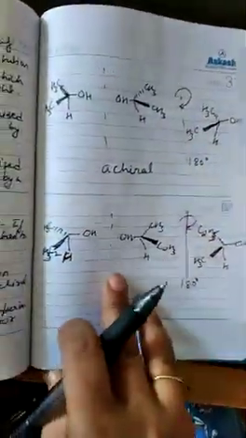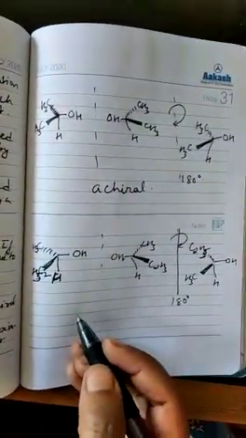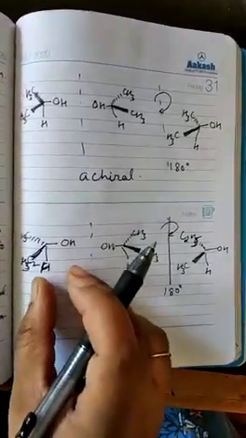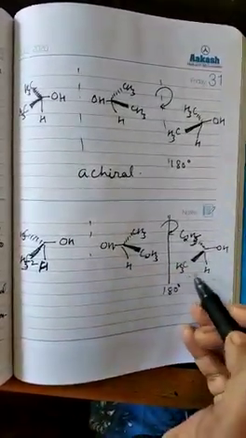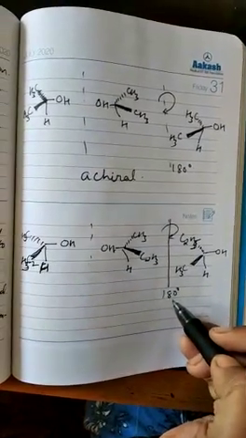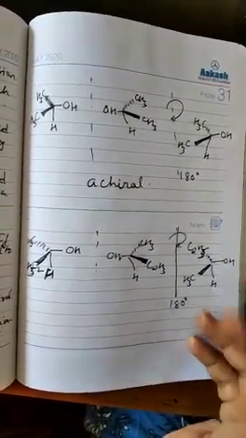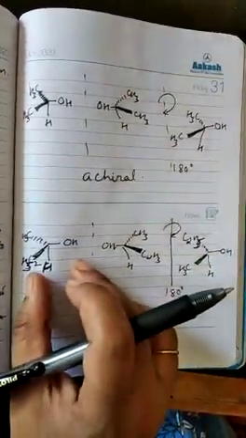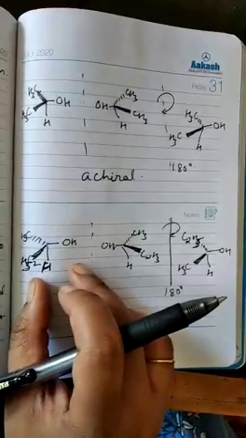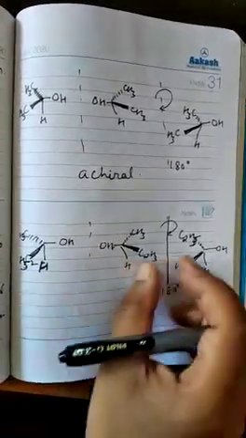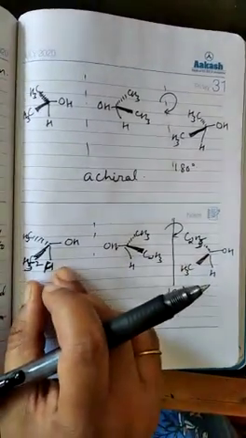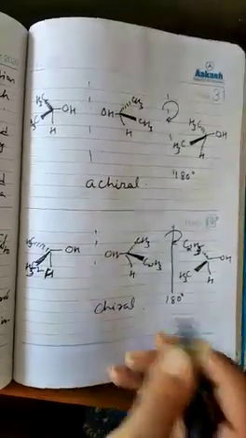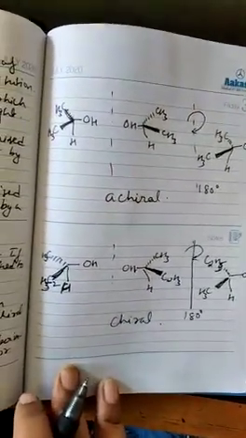Next is the example of butan-2-ol. When we rotate this butan-2-ol by 180 degrees, we get this image. Here you can see that this image is not similar to the original structure of this object. So this image is not superimposable on this object, so this is a chiral compound. This is the difference between a chiral and an achiral compound.